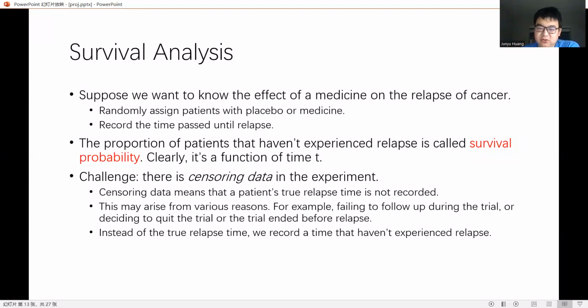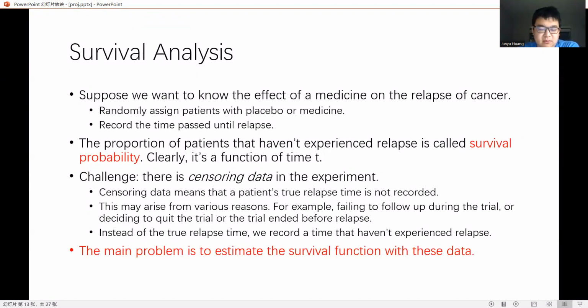For example, failing to follow up during the trial, the patient deciding to quit the trial, or the trial ending before the relapse. So instead of the exact relapse time, we record a time at which the patient hadn't yet experienced the relapse. Our main problem is to estimate the survival function with this data.